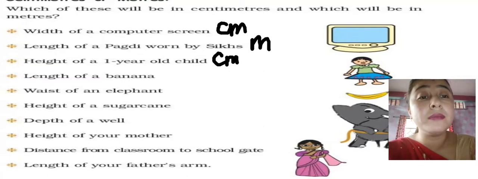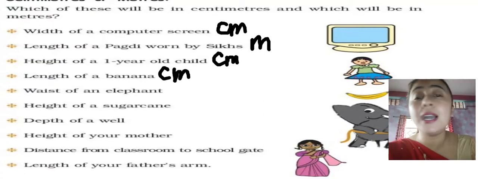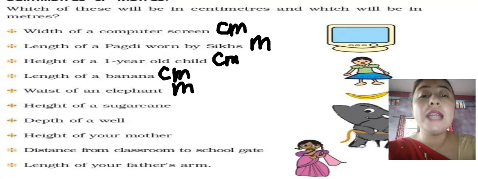So cm. Centimeter. Waist of an elephant. You know the waist of an elephant is very big. So we can't measure it in centimeter. It will be very long for that. So we will measure it in meter. So m. Height of a sugar cane. Height of a sugar cane also we will measure in meter because it will be very long.